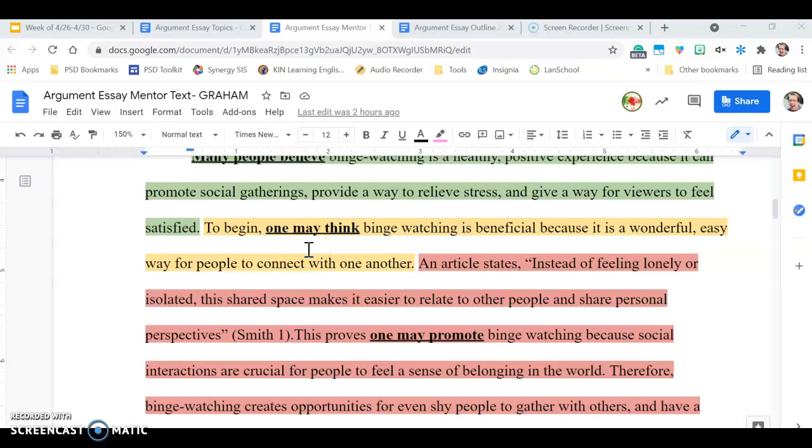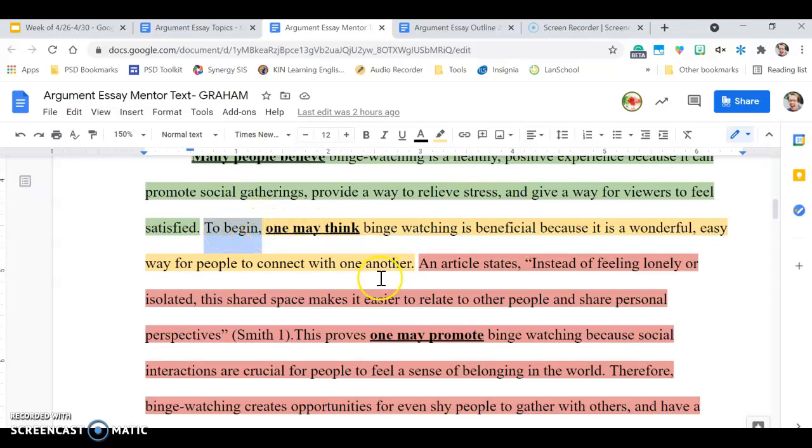So really the difference between a 3 and a 4 transition is that a 3 transition is just there. We can see that we've got a transition in this main point, "to begin," comma, and then we get into our main point. A 4 transition is embedded within the sentence. So what that means is it's not so obvious. It's not right there staring you in the face. It might be hidden somewhere. It might be incorporated into another idea.